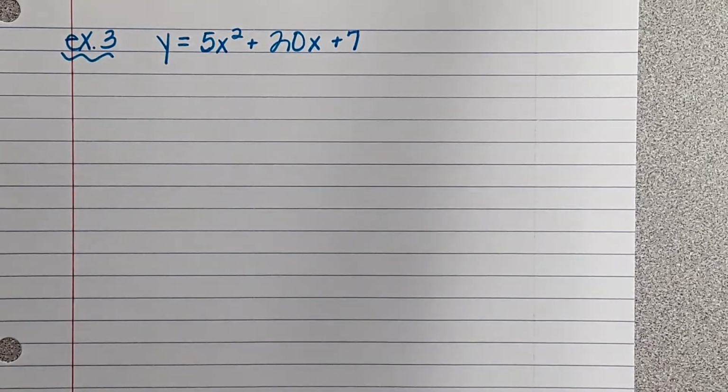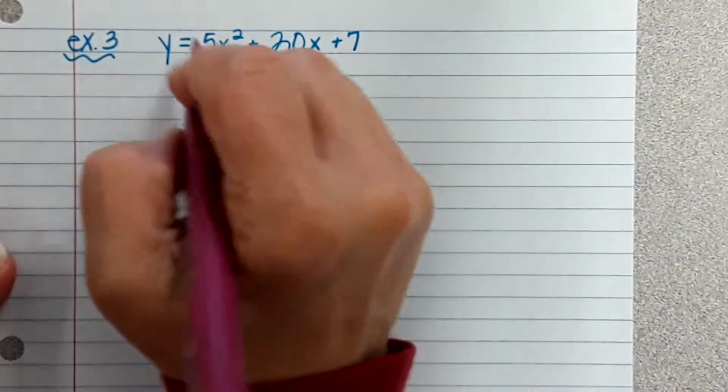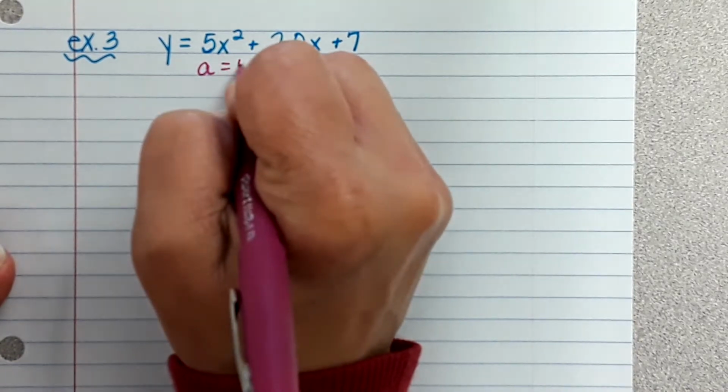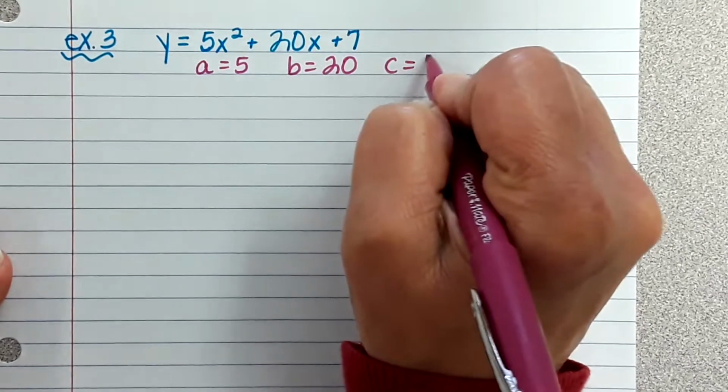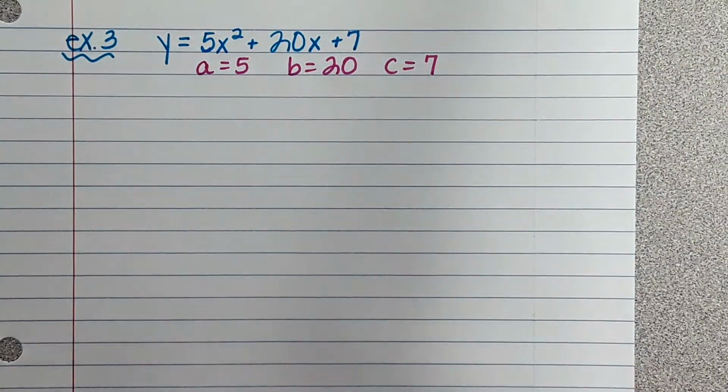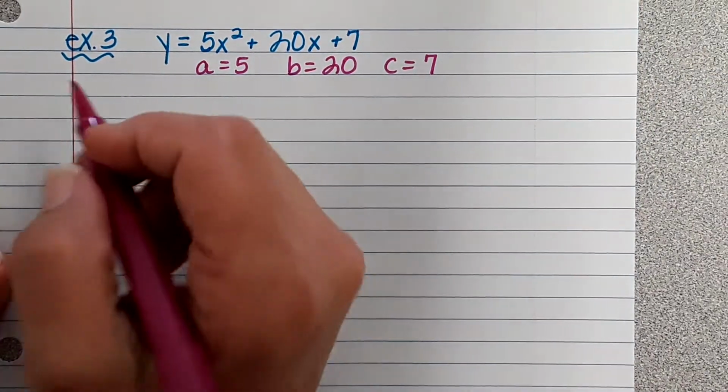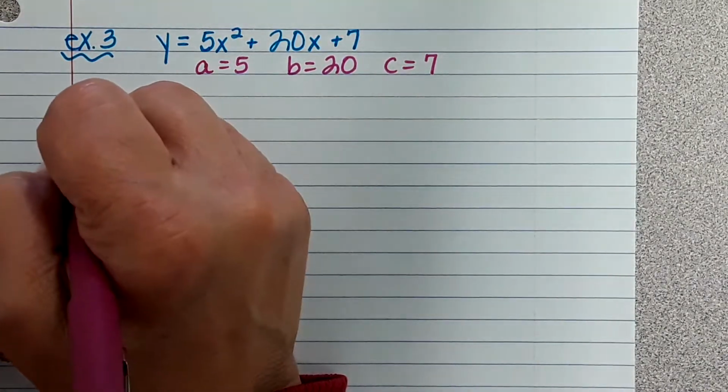Okay, you have to know it all. So what is A? A is 5. What is B? B is 20. What is C? 7. Okay, so those are A, B, and C. Now, from that, we're going to determine whether it opens up or down.